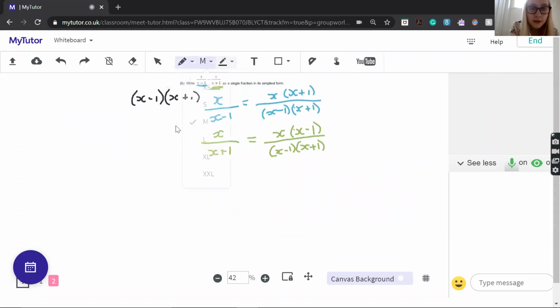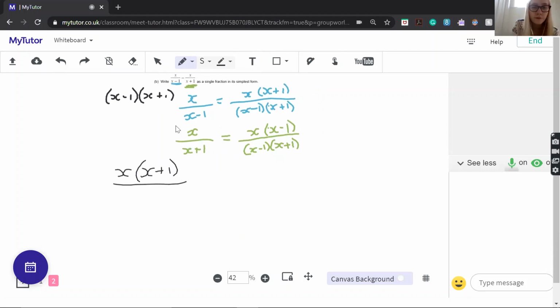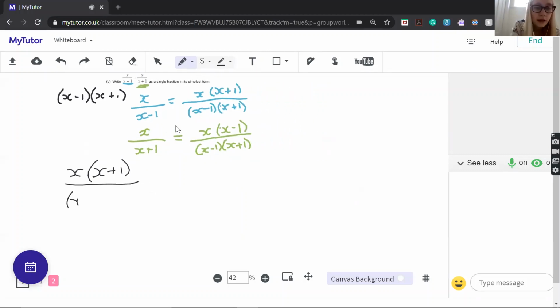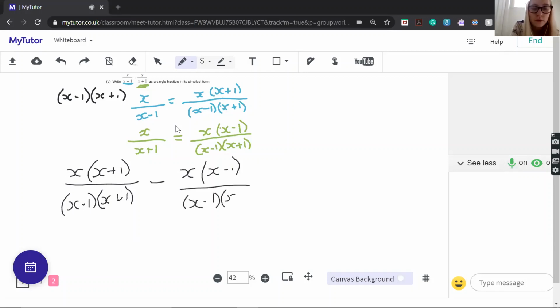So now we're going to write this blue fraction here, x lots of x plus 1 over x minus 1, x plus 1, minus this green fraction. All I've done here is I've just copied them down with the minus sign in the middle, just to make this into our question.